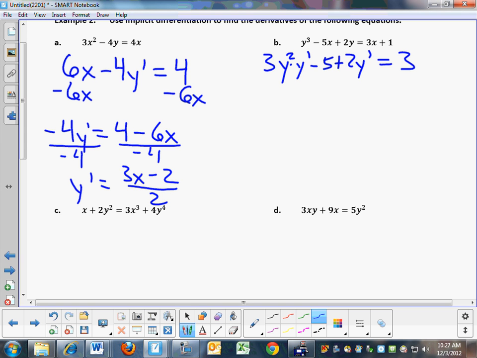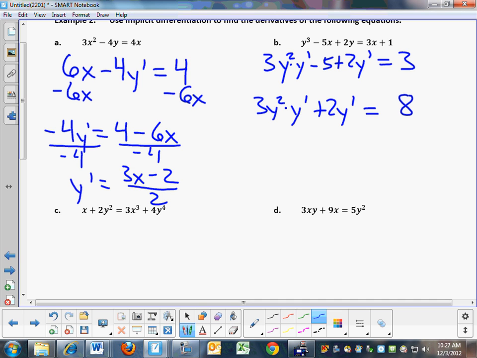So we're going to leave everything with y prime on one side. Everything that doesn't have a y prime will go on the other side. So I have 3y squared times y prime. I'm going to leave that. And I'm going to leave the plus 2y prime. I'm going to take this minus 5 and move it over to get a positive 8.